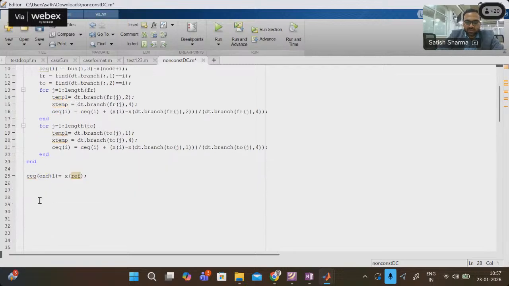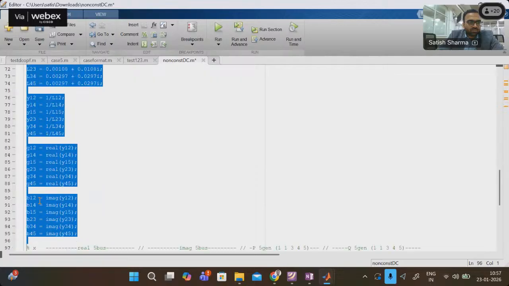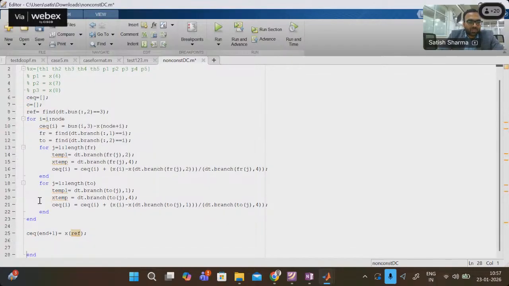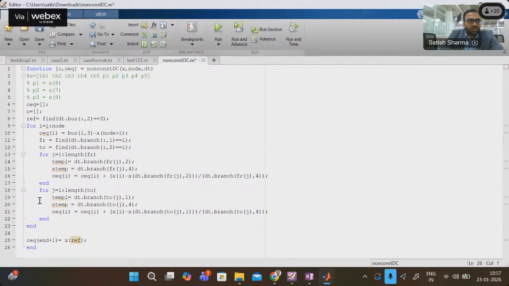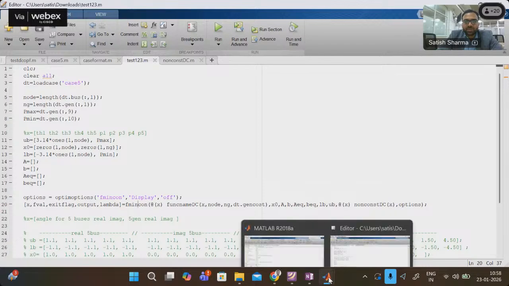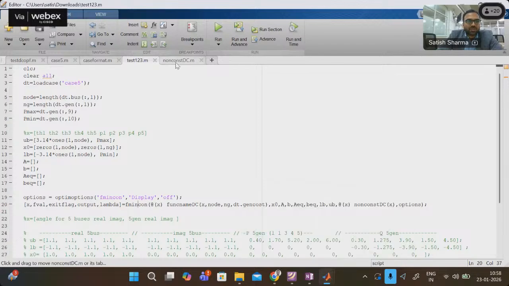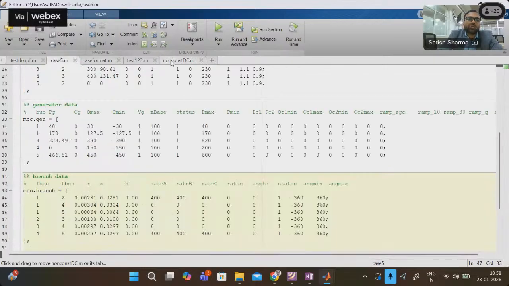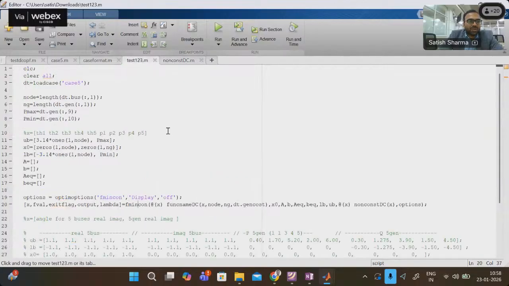Once we have done it, let me get rid of the code, a lot of code I have placed. Yeah, fine. So this is it. Let's save it. One equation is still missing, which is the line flow limits. Let's not go into that for the time being and try to solve it.